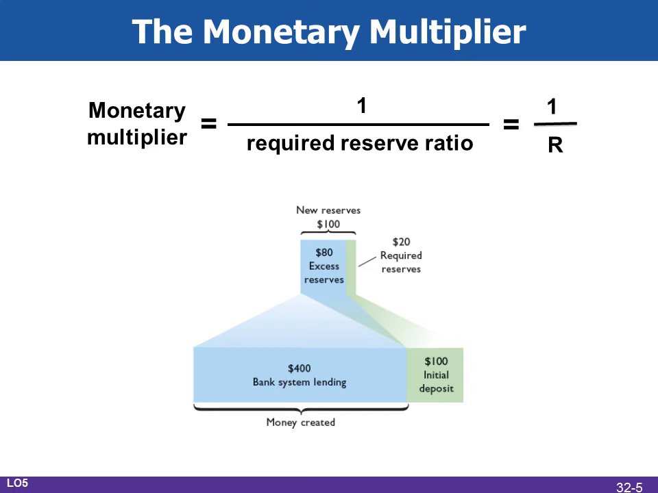Now, real quickly, I'm going to go through the same example but with a different reserve requirement. I'm going to show you why the reserve requirement is the most powerful tool of monetary policy. Let's assume for a moment that the reserve requirement is no longer 20% but 10%. So we have to put that into our equation to figure out the money multiplier. The money multiplier equals 1 over the reserve requirement. So if the required reserve ratio is 10%, 1 divided by 0.1 is 10.